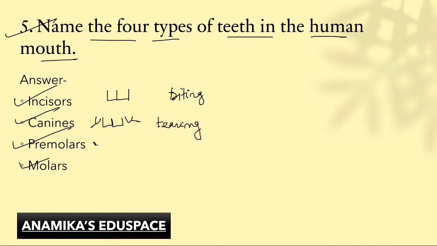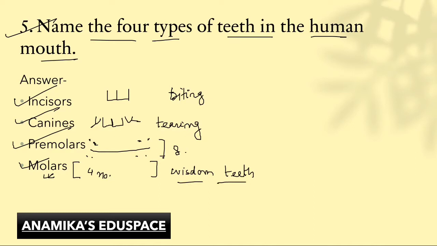Premolars are the teeth beside the canines which are four in number in a single jaw, and in the next jaw another four in number. That is a total of eight premolars, right? And then come the molars. These molars are the last teeth, also known as the wisdom teeth, and this is the adult permanent teeth. Clear, students? Now let's move to the next question.